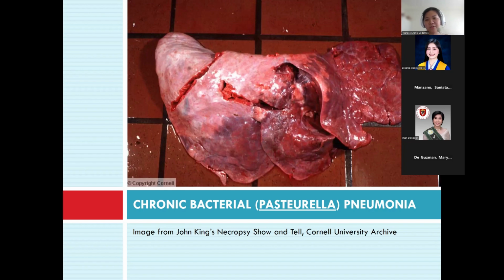In necropsy, you have opened up an animal, right? And what is the normal feel? What is the normal feel of the lungs? Can you describe how you would describe it when you touch the lungs?